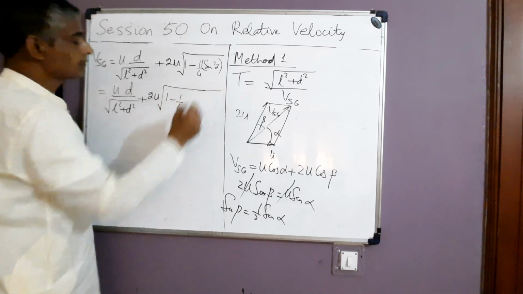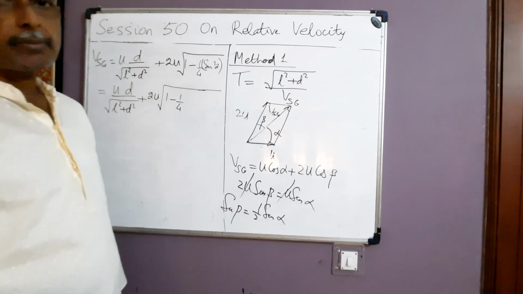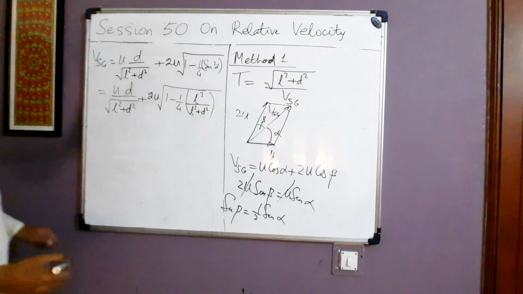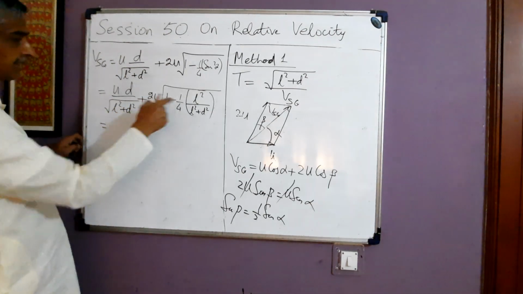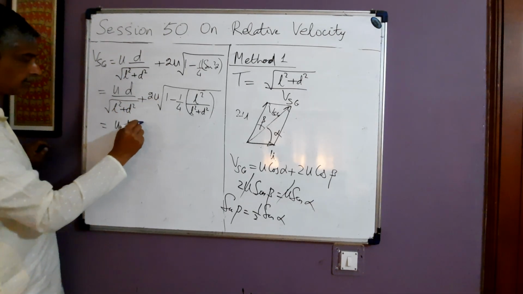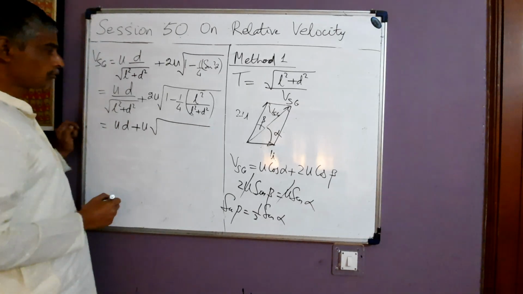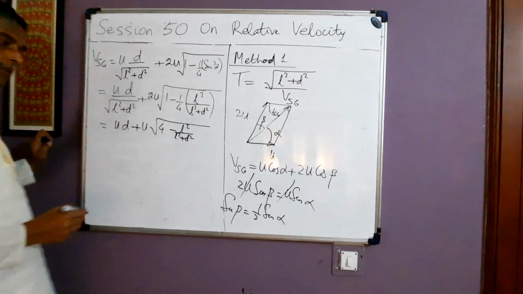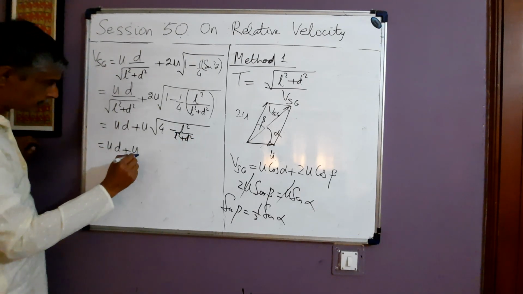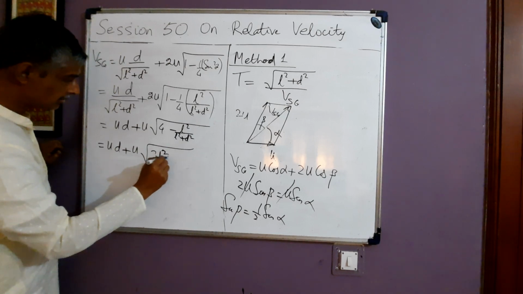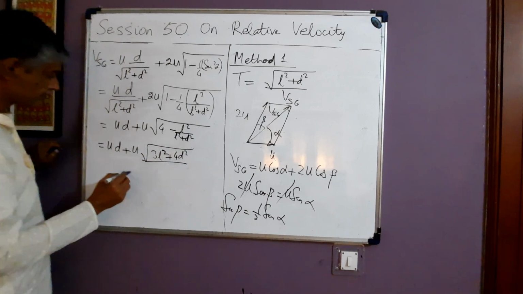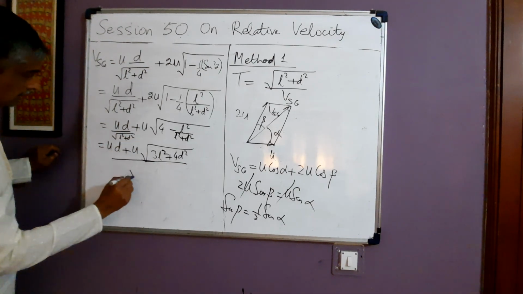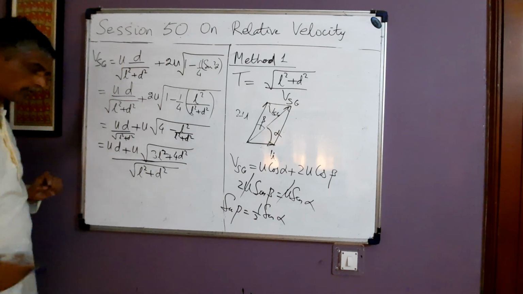So this becomes UD by root under L square plus D square plus 2U root under 1 minus 1 by 4 sin square alpha. Now tan alpha is L by D, so sin square alpha becomes L square by L square plus D square. So this is VSG. If we insert the 2 inside, then it becomes UD plus U times root under 4 minus L square by L square plus D square. Alright. UD plus U times root under 3L square plus 4D square, upon root under L square plus D square.